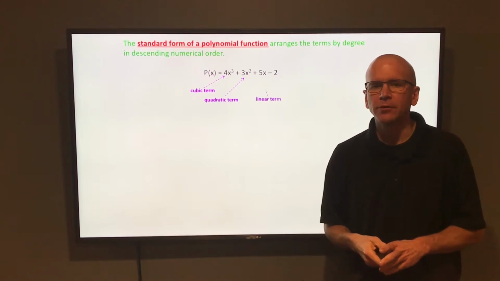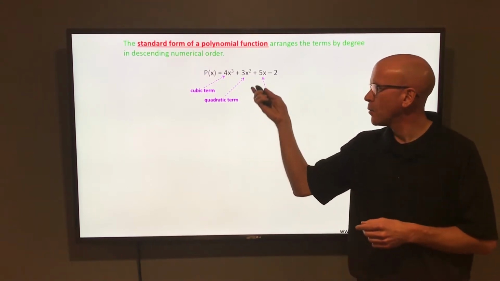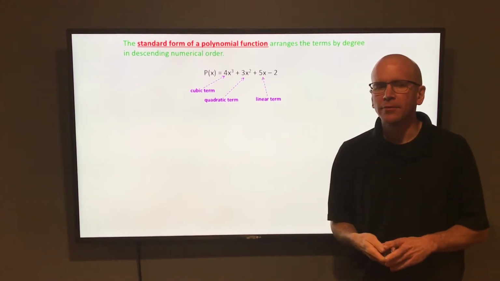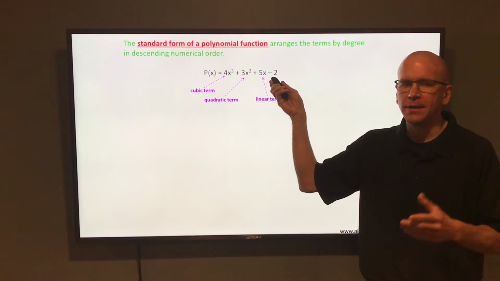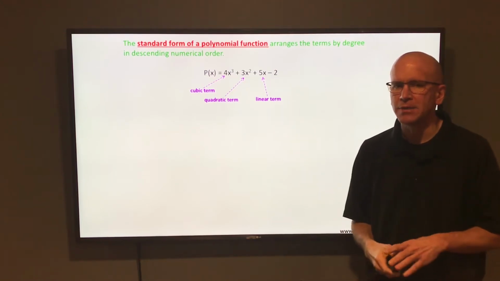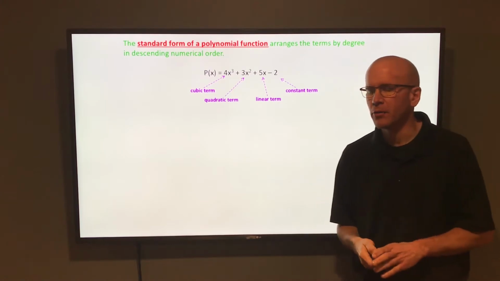Next, the 5x. It's called the linear term. We've dealt with linear equations where the highest exponent is 1. Well, that 5x has an exponent of 1. That is called the linear term. And finally, no variable, no exponent. It does not change. That's why it's called the constant term. So that negative 2 is the constant term of that polynomial.